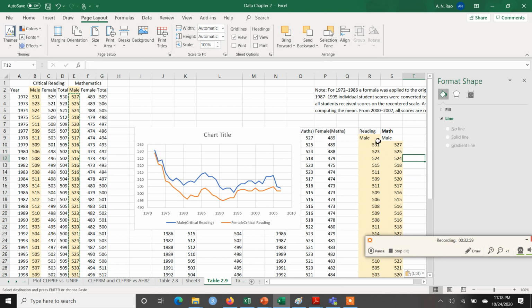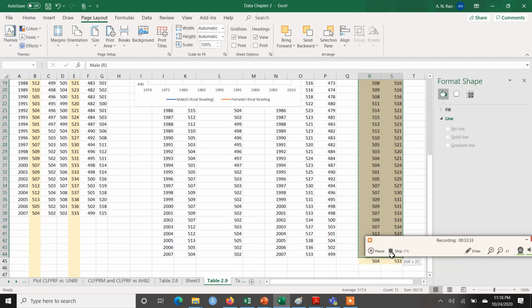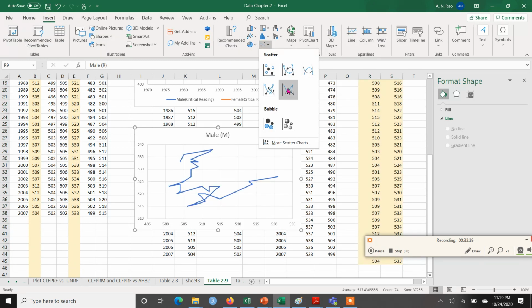So now I can type in brackets here male R, so that will help me understand this is male reading, and this is male M. Male M means this is the math score of a male. Okay, so what happened is when I typed R, it converted it to a symbol, so I'll retype this and press enter. Now I'm going to choose these two series, male reading and male math score, and I'll go to insert and enter a scatter plot using these.